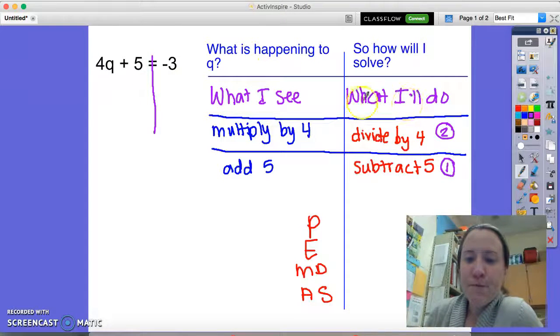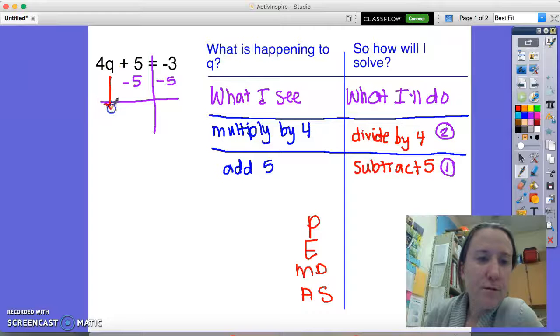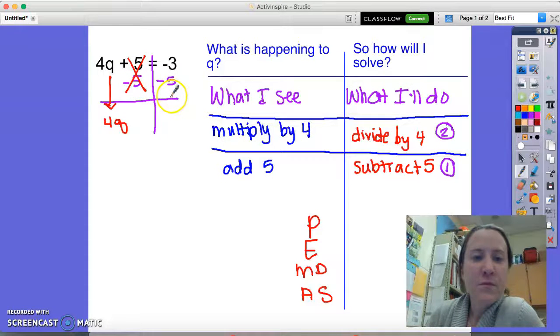So the first thing in my pre-plan over here is I'm going to subtract 5 from each side. Now, I still have 4q. So 4q will be brought down. I had plus 5 in my equation and I subtract 5. 5 minus 5 is 0. They cancel each other out. On my right side, I have -3 take away 5 more, or -3 plus -5, and so that will be -8. So now I've taken care of that.